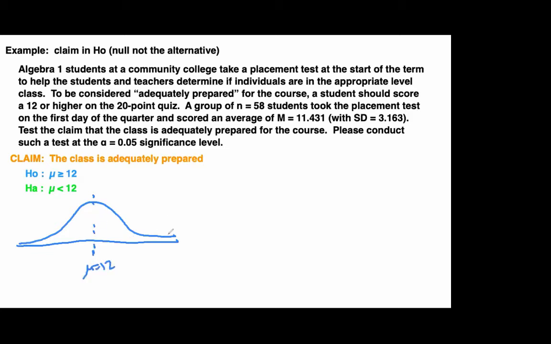So I wouldn't be surprised by values up here, but I would be surprised if I found values that were very far over here. And this is where the area here is alpha equals 0.05. Again, that comes from the fact that was given to us up here. I'm just taking that from the statement of the problem.